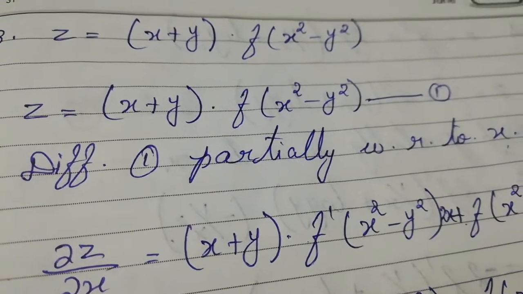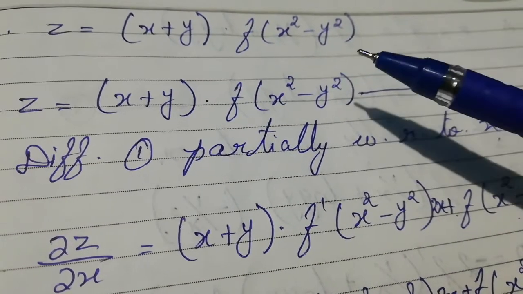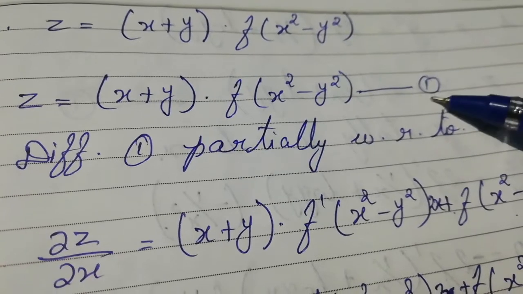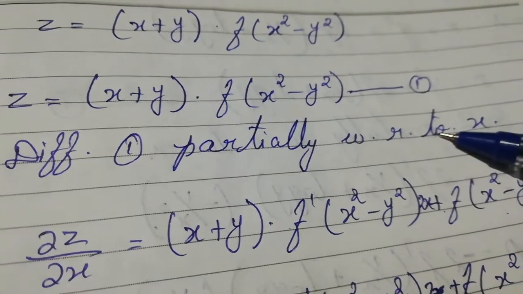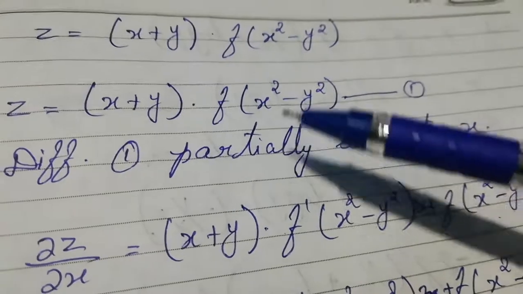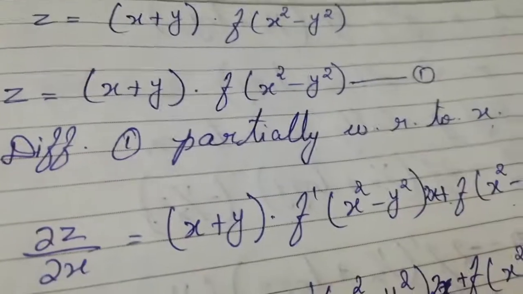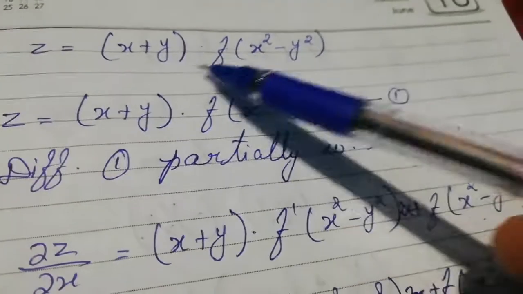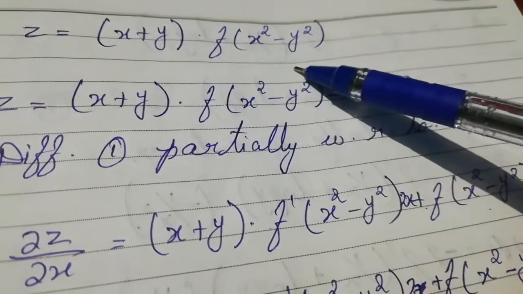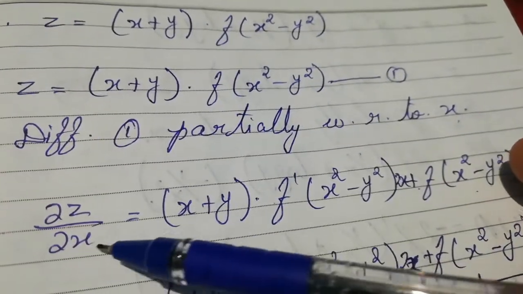Third sum, z is equal to (x plus y) into f of (x square minus y square). We take this as equation 1. Differentiate the first equation partially with respect to x. Here using the differentiation of uv, that is u dv plus v du. Take this as u, this as v. Okay. So what is dou z by dou x?